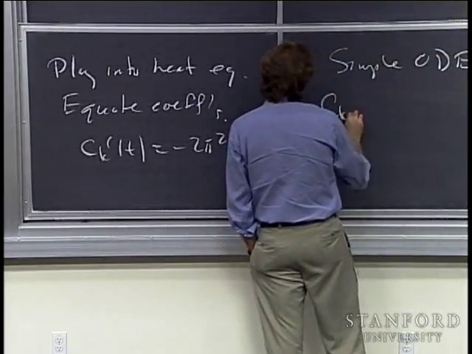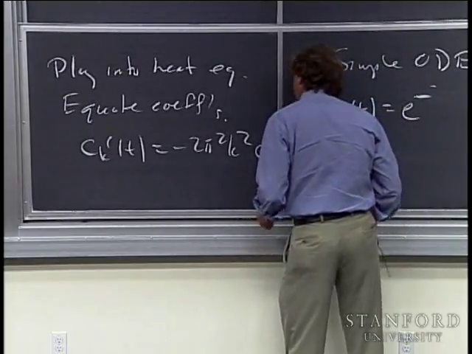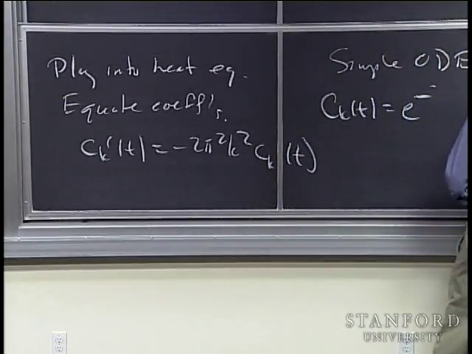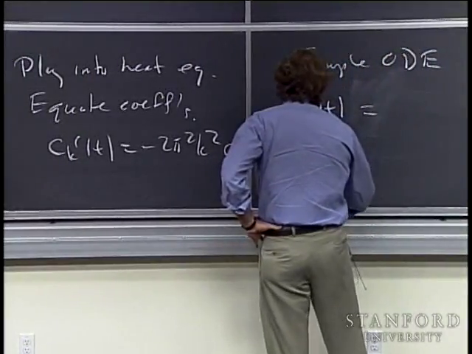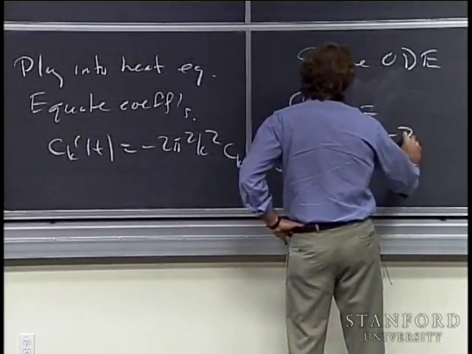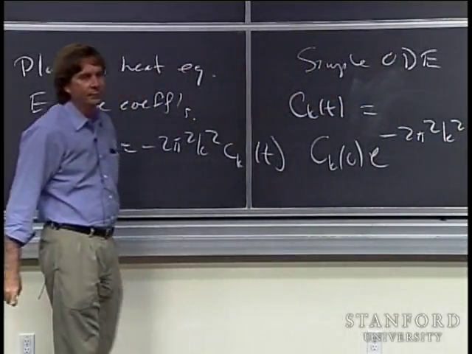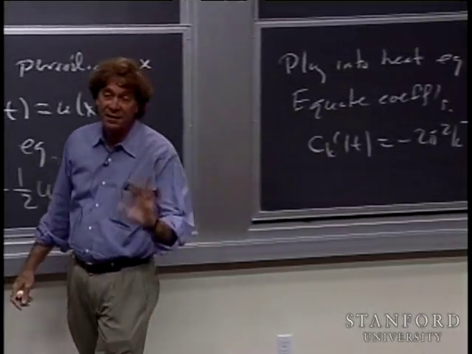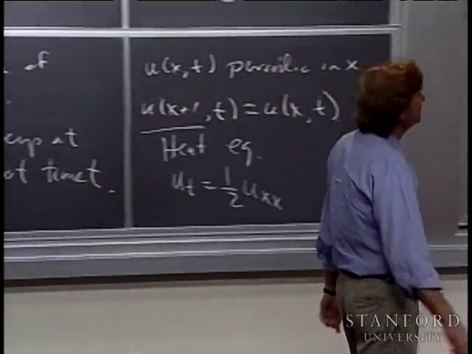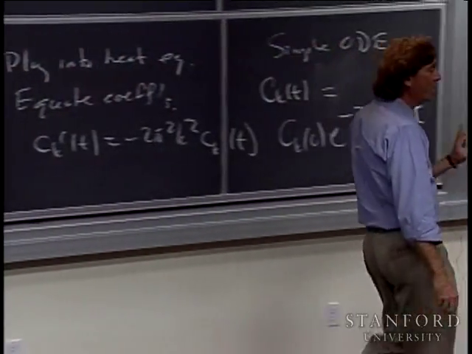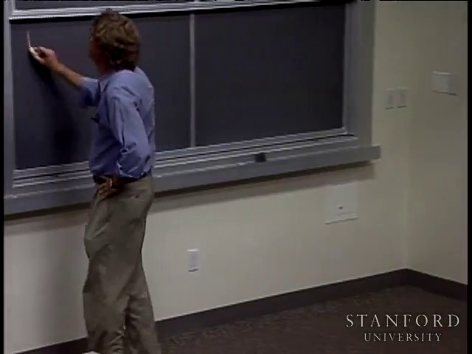And its solution is c_k of t is the initial condition, c_k at 0, times e to the minus 2 pi squared k squared t. That's easy. And this, I think, is where we got to last time. All right. Now, what is the initial condition? I haven't brought in the initial temperature here, but here's where it comes in. So what is c_k of 0?